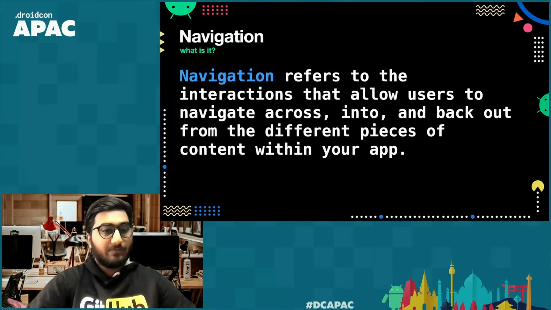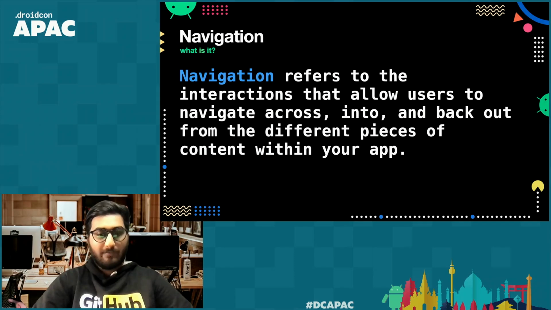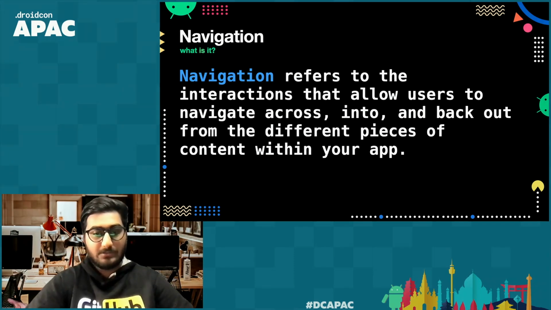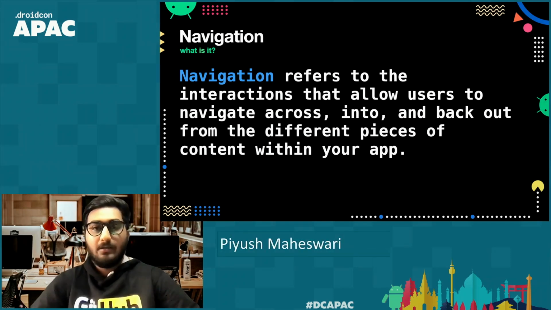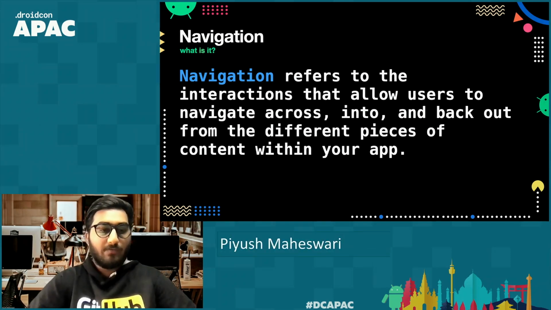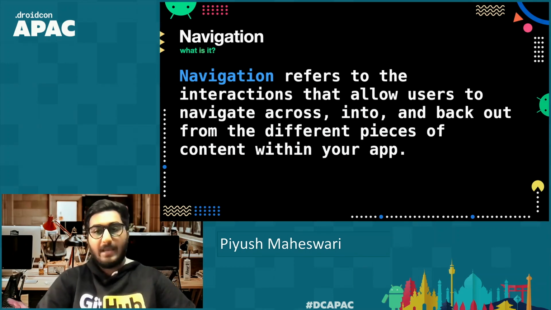So, what is navigation? Navigation refers to the interactions that allow users to navigate across, into, and back out from the different pieces of content within your app. We generally do that using intent to travel between activities and fragment transactions to navigate between fragments. And writing these fragment transactions and handling the backstack takes a certain amount of effort. If you don't implement it in the right way, we can face a major issue of illegal state exception that can occur.